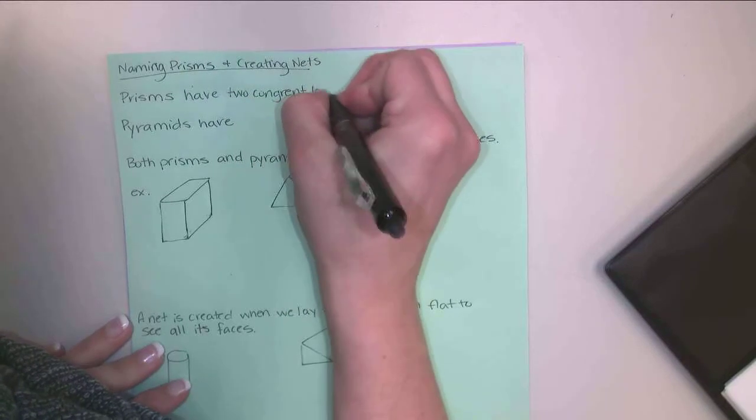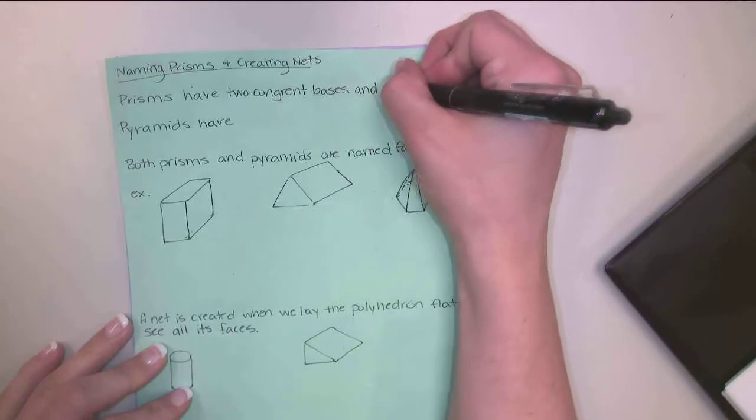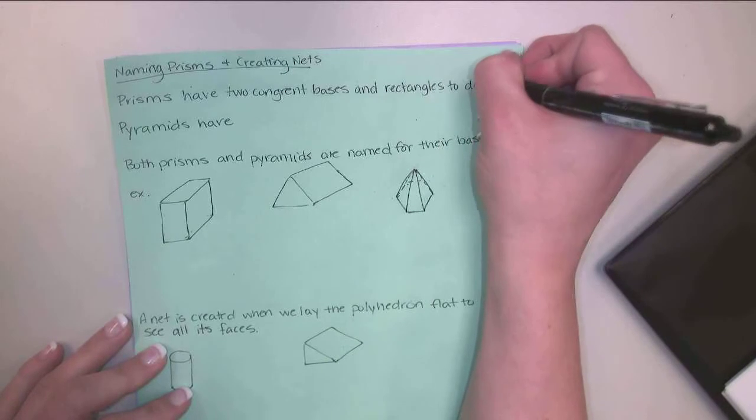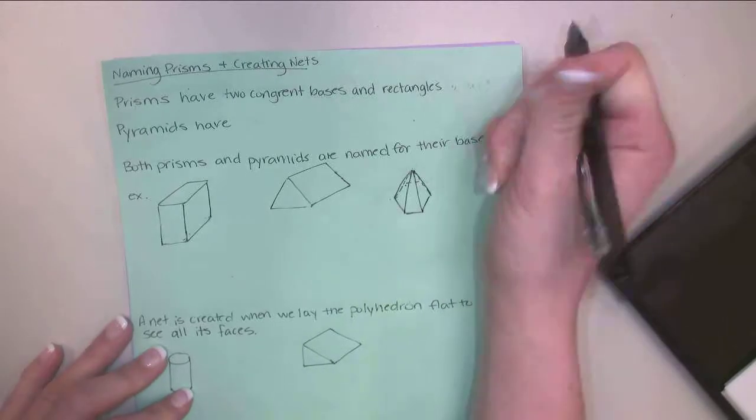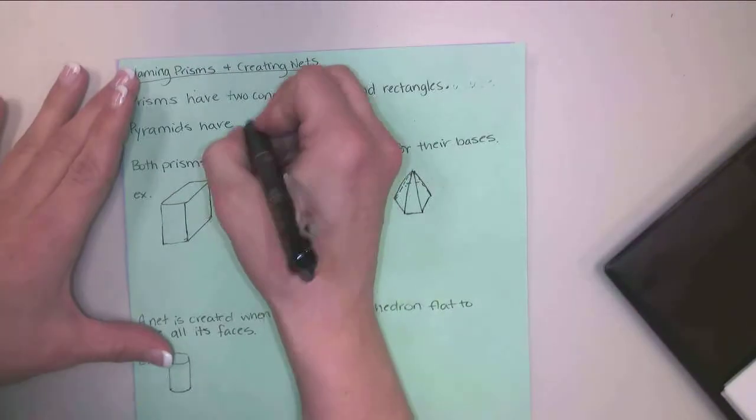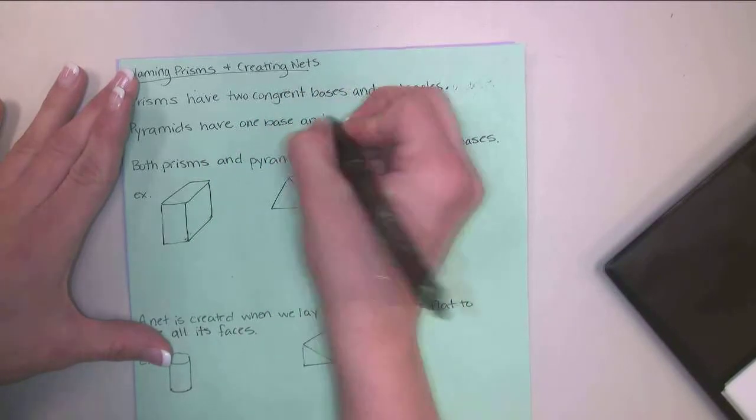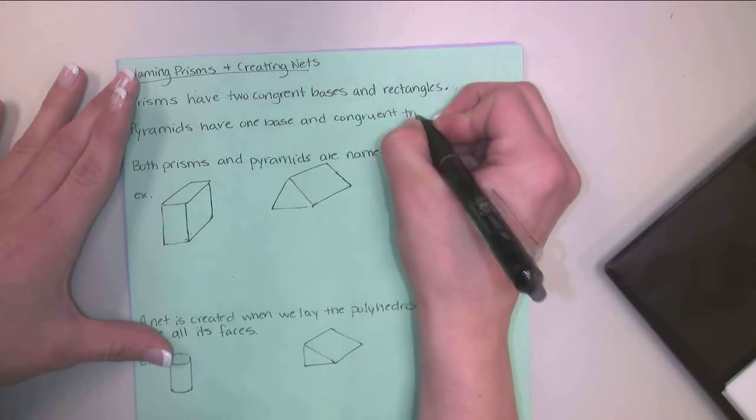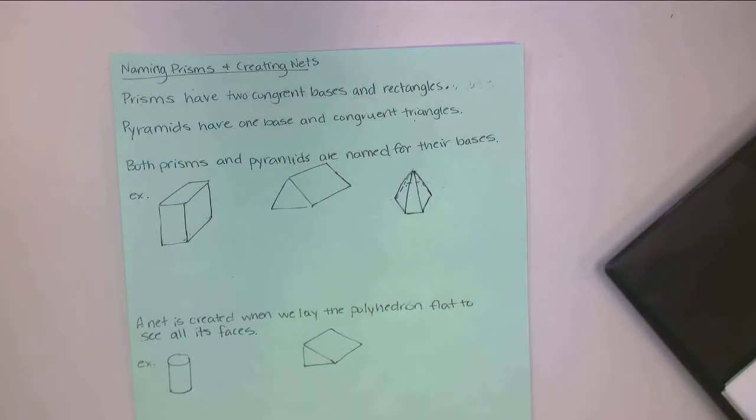or bases, and have rectangles to close the object. Actually, we'll just leave it as rectangles. Now, pyramids have only one base and congruent triangles to close the figure. Now, both prisms and pyramids are actually named for their bases.